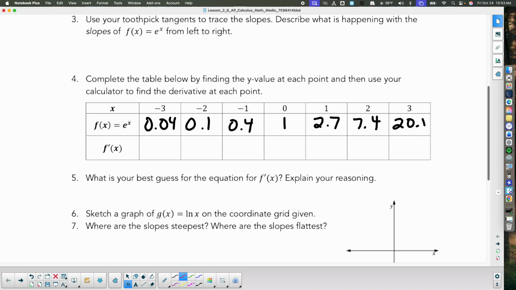But here's the really nice thing and really super easy part, is if I would actually take the toothpick and measure the slopes, here's what I would find.